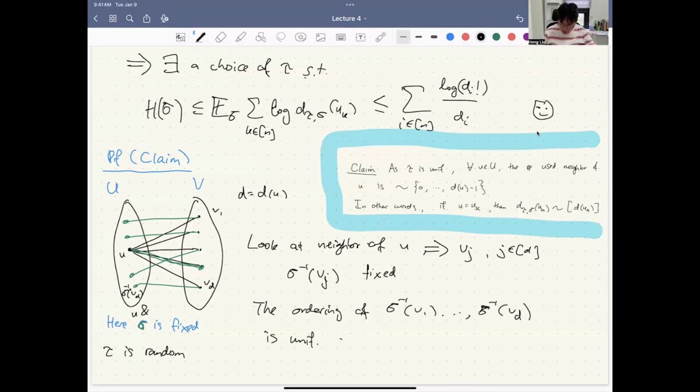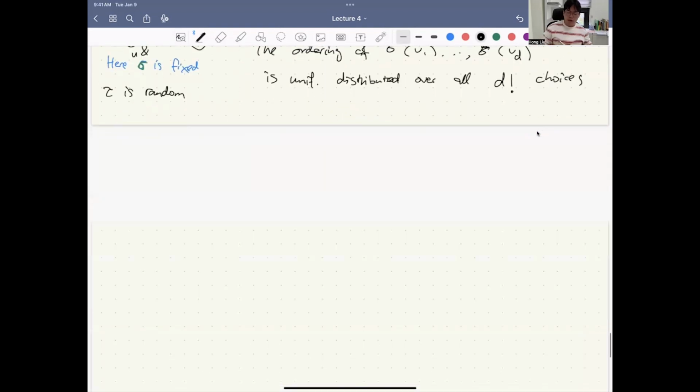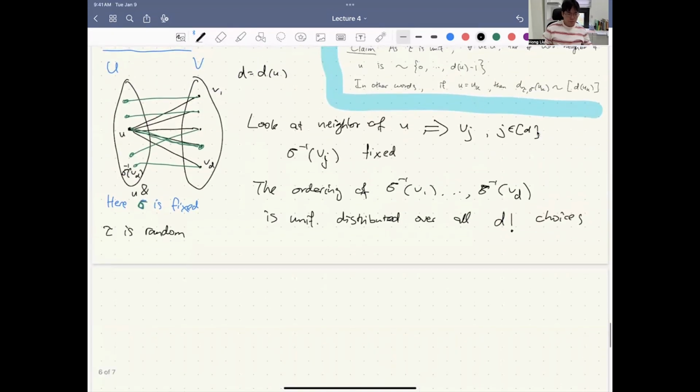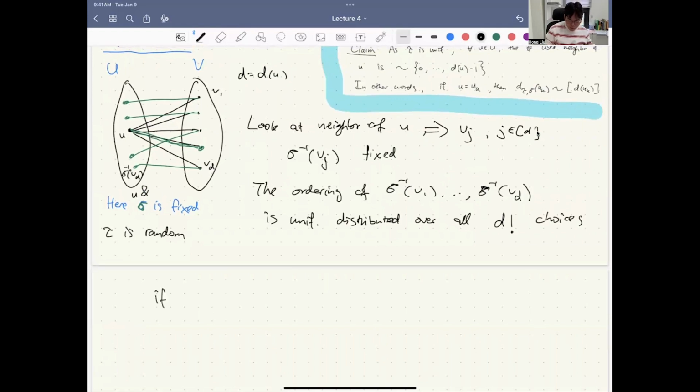Is uniformly distributed over all d factorial choices. Okay, what does that mean? That means let's look at the position of U. U is linked by this green sigma edge to some of its neighbors, let's say Vi.